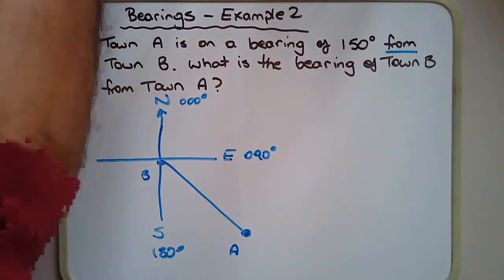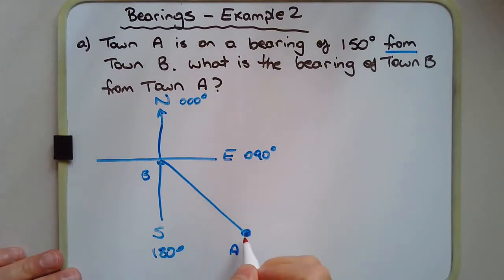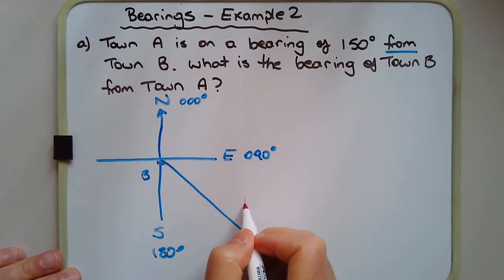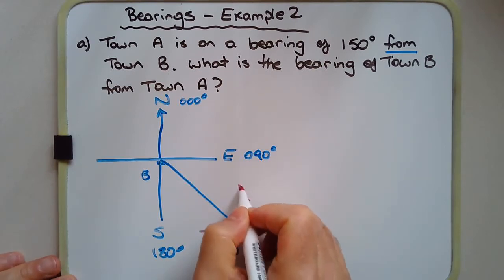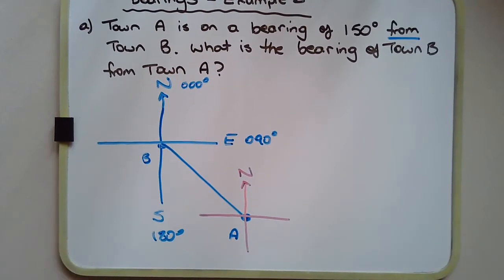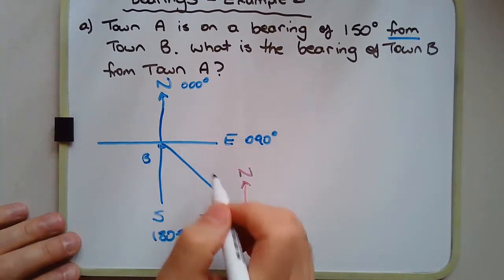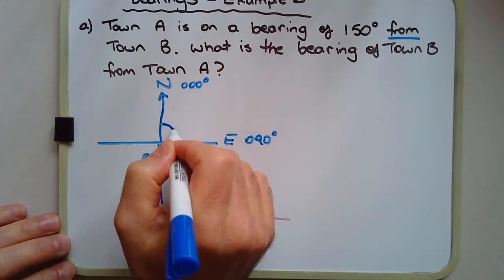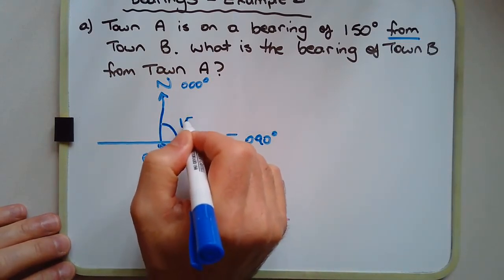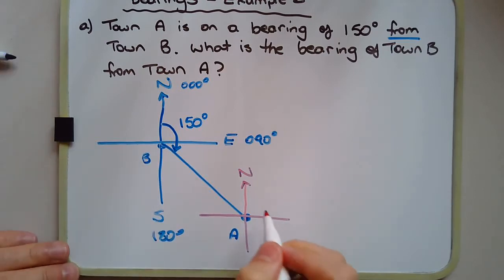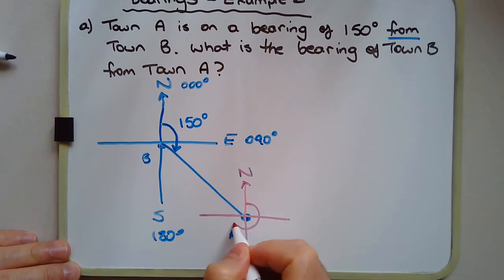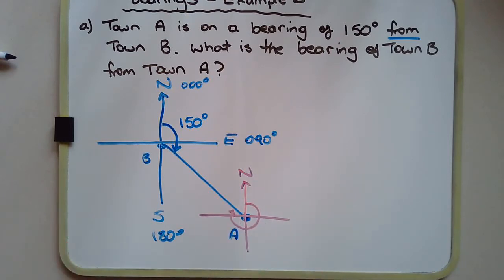So what I might do is draw another compass rose, this time centered on town A. There's north there. We know that town A from town B is 150 degrees. So I'll draw that angle in there. But what we want is town B from town A. So we want this angle. It's a bearing that we want. We want this angle there.